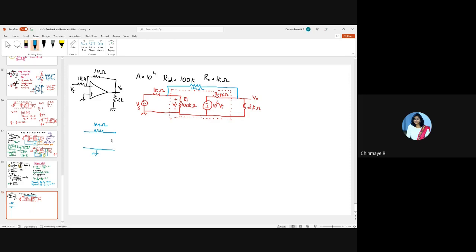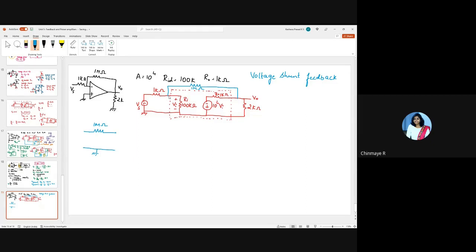So now if I have to find out what effect this 1 mega ohm resistor has on the output side, then what do I do? Since this 1 mega ohm is feeding the input side in parallel, right? This is a voltage shunt feedback, as we have seen earlier in our classes. Why is it a voltage shunt feedback? Because we are sampling the output voltage and then feeding it back in the form of current, right? Therefore, it's a voltage shunt feedback.